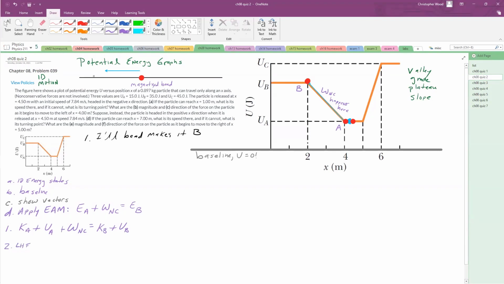Low-hanging fruit. Do I know any? Well, I know this is equal to 0. There's no mention of any external force donating energy or stealing energy. No mention of any non-conservative forces doing non-conservative work. So that goes to 0. And so I guess that's it for my low-hanging fruit.